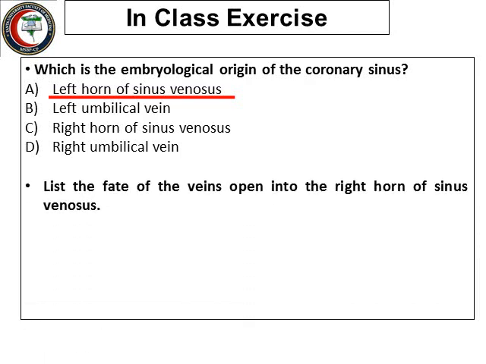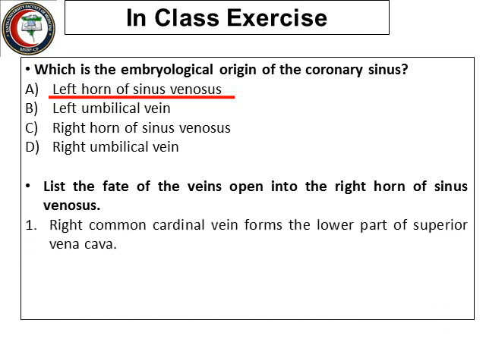Now let us look at this ultra short question. What is the fate of the veins that open into the right horn of sinus venosus? What are the veins that open into the right horn of sinus venosus? We have three veins: the right umbilical vein, the right vitelline vein, and the right common cardinal vein. What's the end of each one?